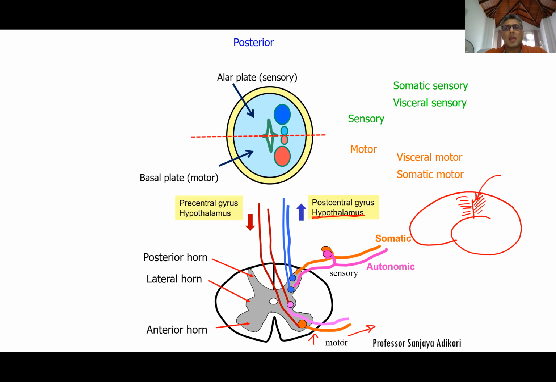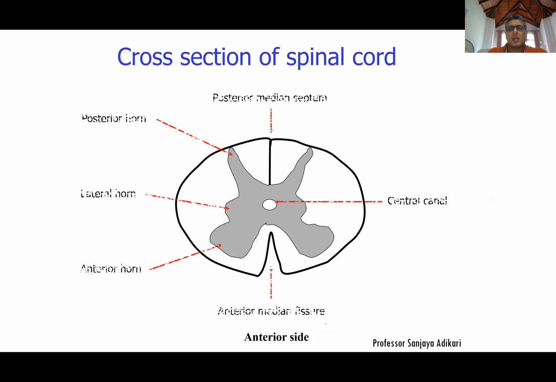Similarly, you can have motor impulses generated in the hypothalamus, especially in the paraventricular nuclear areas. You don't have to know the details of that. And they will come down through the autonomic motor nerves, and they will synapse with the lateral horn autonomic or visceral motor neuron cell bodies, and the impulses will go out through the anterior nerve root. So this is the basic arrangement in the spinal cord when it comes to the nerve pathways.